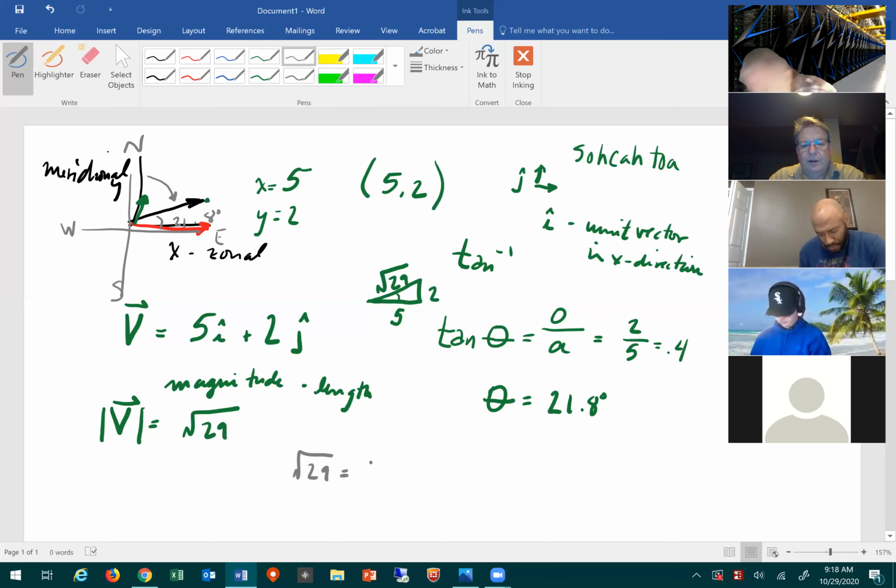5.38, 5.39. Okay. You know what? Let's just make it easy. Let's just go 5.4. Okay. And what direction would the wind be? So we'd say the velocity of the wind is 5.4 knots or meters per second. I'm going to use meters per second, at what direction? 69.2.